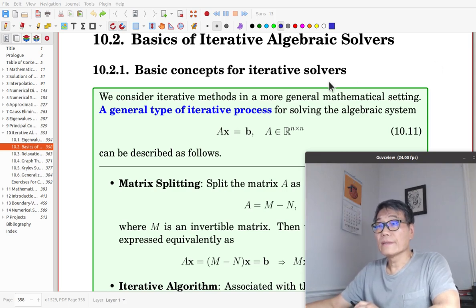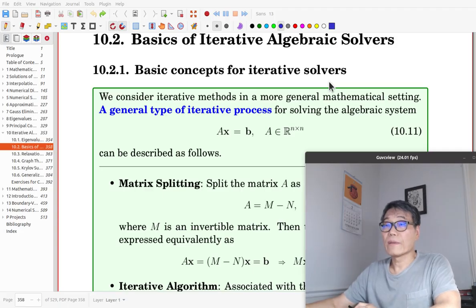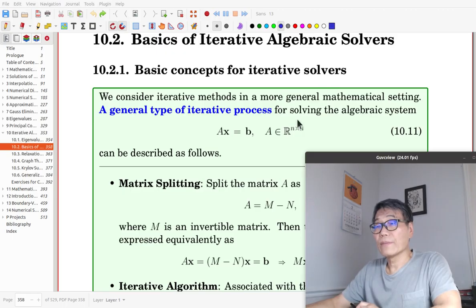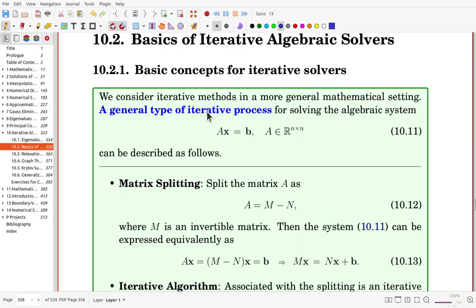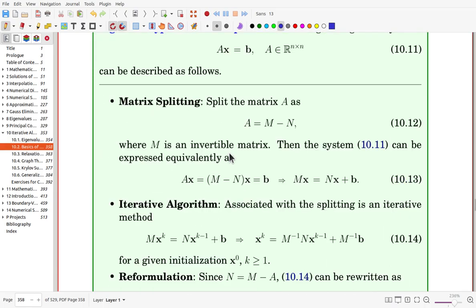In this section, you will study basics of iterative algebraic solvers. Let's get started with basic concepts. A general type of iterative process for solving the algebraic system Ax = b can be formulated as follows.